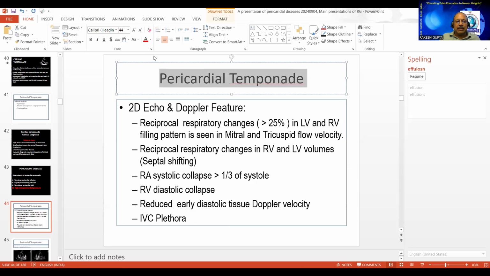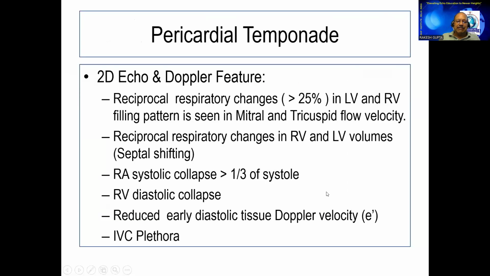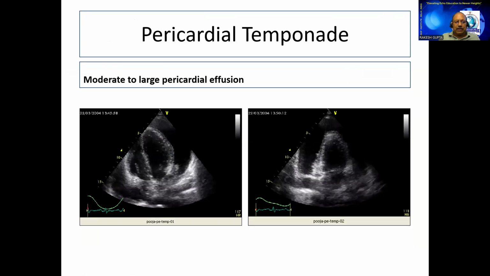On the contrary, the same thing happens in RV, but it's not a systolic collapse, it's an RV diastolic collapse. Then we have a reduced early diastolic tissue Doppler velocity. What is early diastolic tissue Doppler velocity? It is E prime velocity. And IVC is plethoric. Plethoric means a dilated IVC which does not collapse with inspiration, and there's no change seen in the IVC with inspiration. I'll explain this one by one.